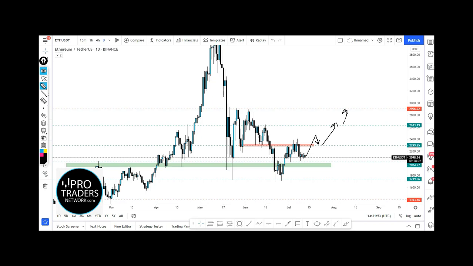So all of these things are intact with these two areas. The first one is 22.99 and the second one is 20.24. A break above will send Ethereum toward these areas, and a break below will send it toward 17.39 and further move towards 13.93.